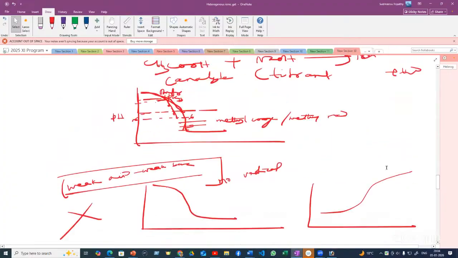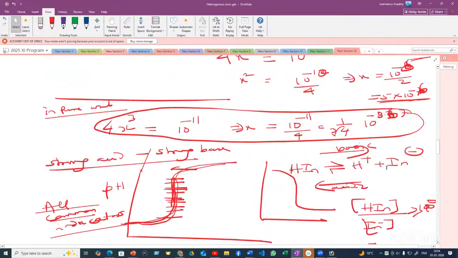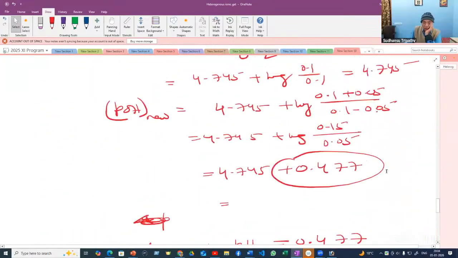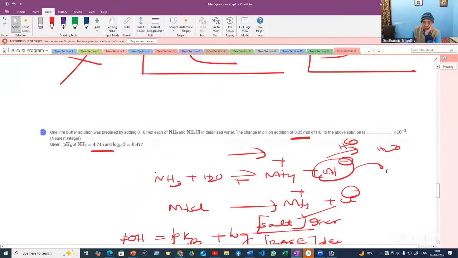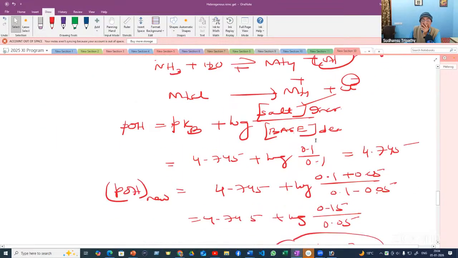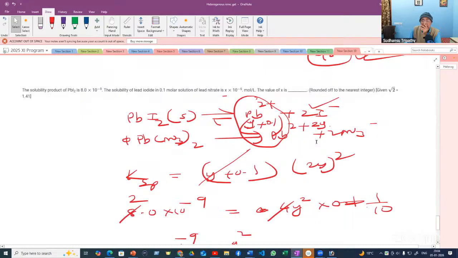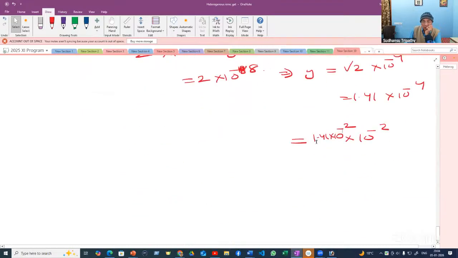Oh, wait, I thought... Oh, 10 to the minus 6. Oh, sorry. So you have to put it in the form of 10 to the minus 6. So what to do?